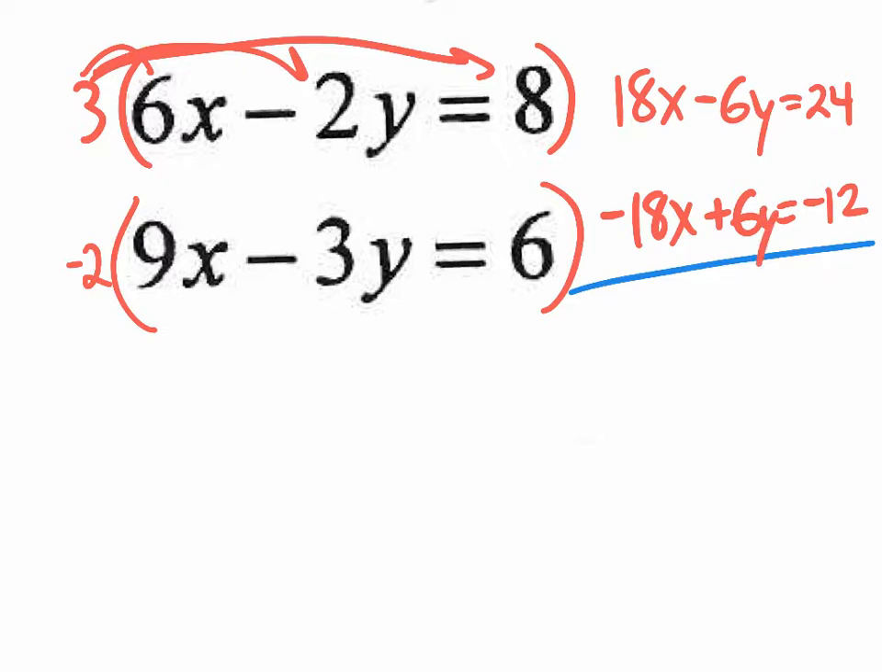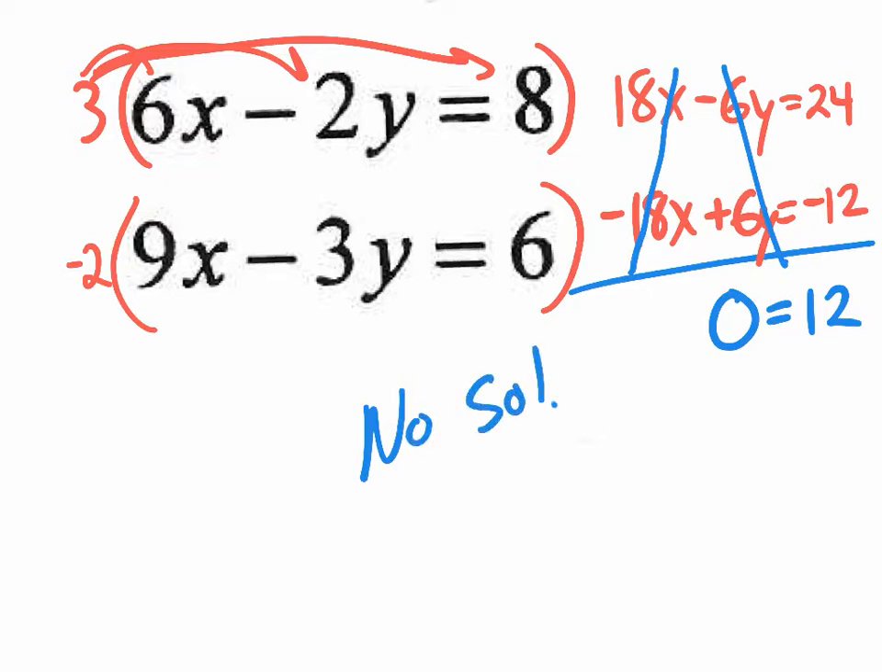However, the 18x and the negative 18x cancel out, as well as the y's. They eliminate, but 24 take away 12, that's still 12. The equal sign's still there. You have nothing left on the left side. So right there, that's impossible. 0 cannot equal 12, so you say no, as in no solution. What do you think?